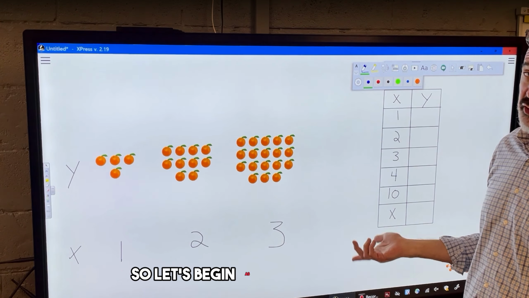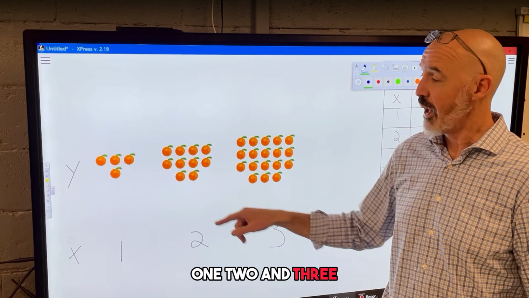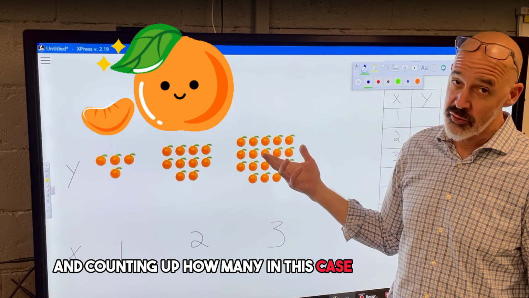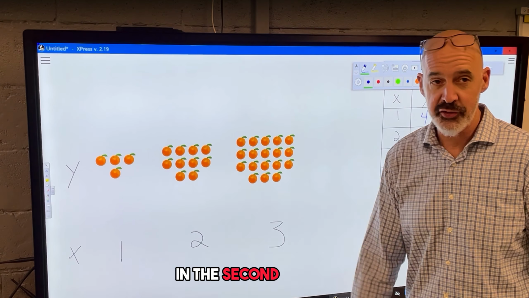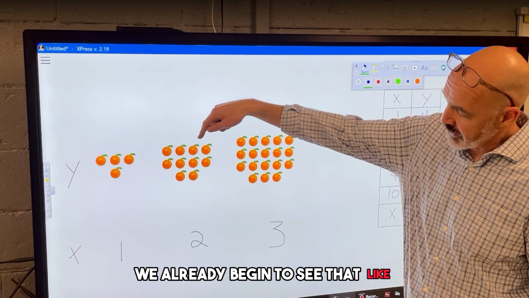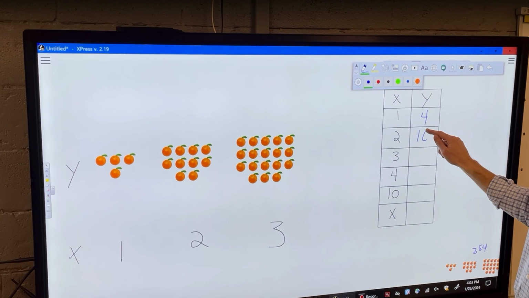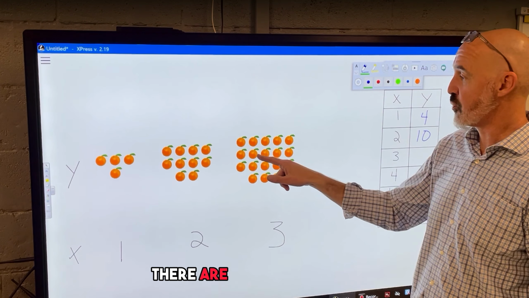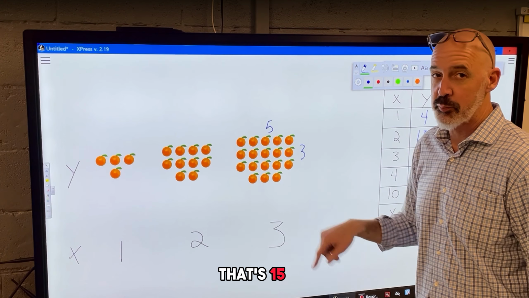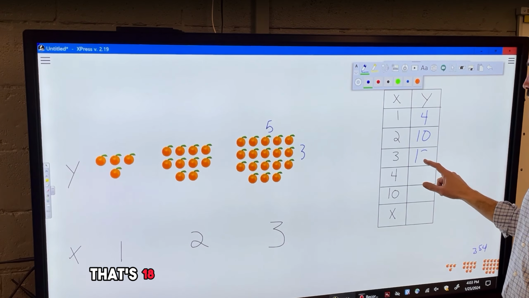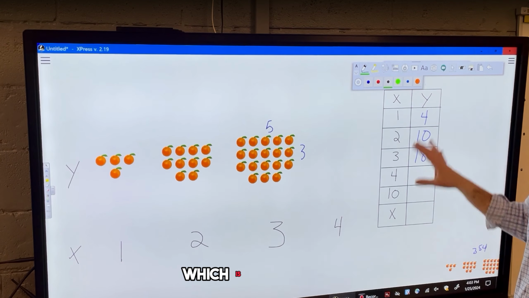So let's begin, as we normally do, by looking at the iterations 1, 2, and 3, and counting up how many, in this case, oranges there are. In the first iteration, there are 4. In the second iteration, we already begin to see 2 rows of 4 plus 2, that's 10. And in the third, there are 3 rows of 5, that's 15, plus 3, that's 18. And then we're trying to figure out the fourth iteration, which is hard at first.